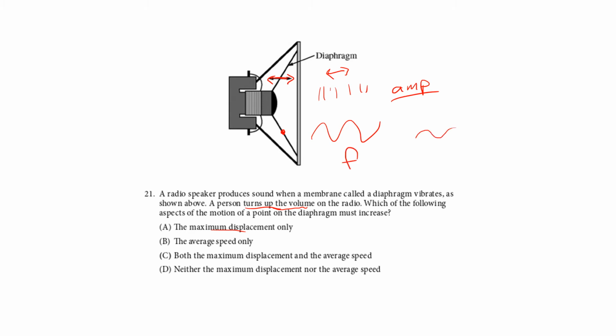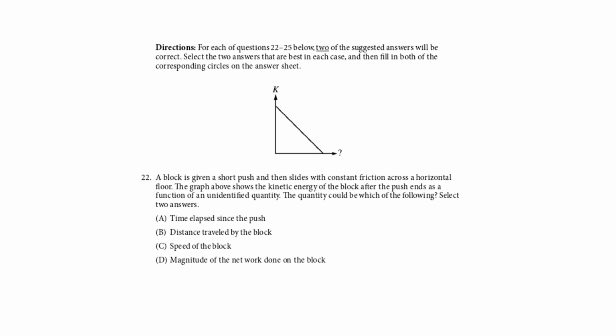So it's going to be this, or it's going to be this. Now, if I'm going up and down by this little bit, or up and down by this big bit in the same amount of time, that means the speed is going to go up as well. So we're going to have a C for that answer, because it's both of them. Okay, so for these questions, now we've got 2 answers.